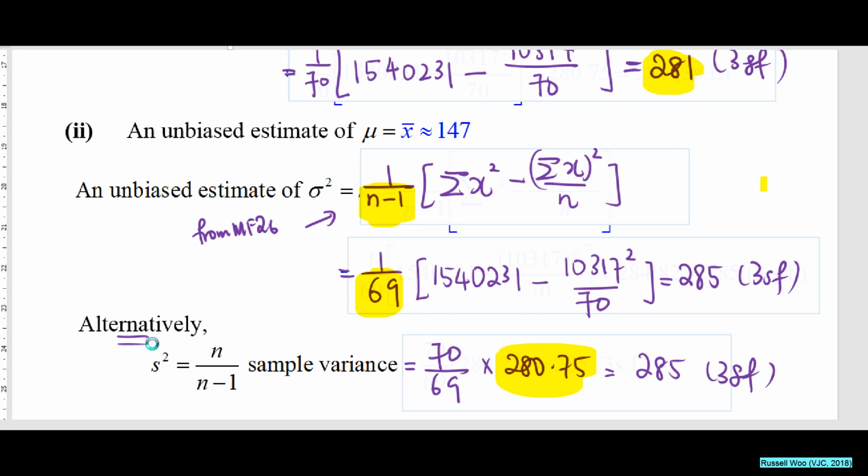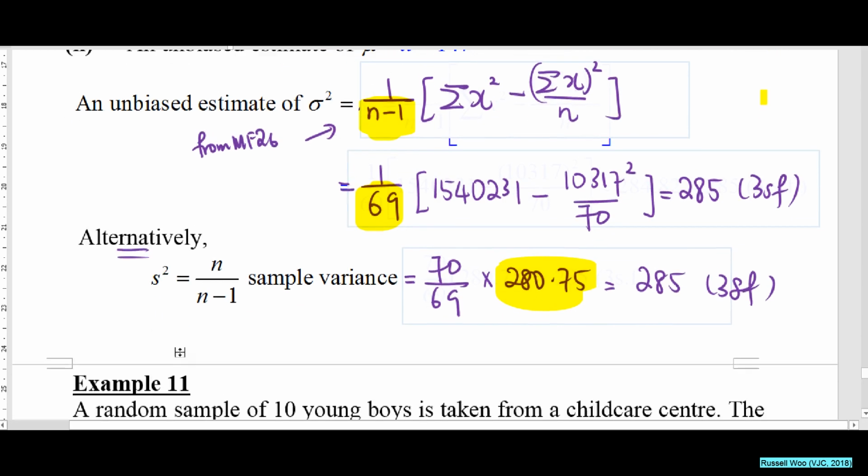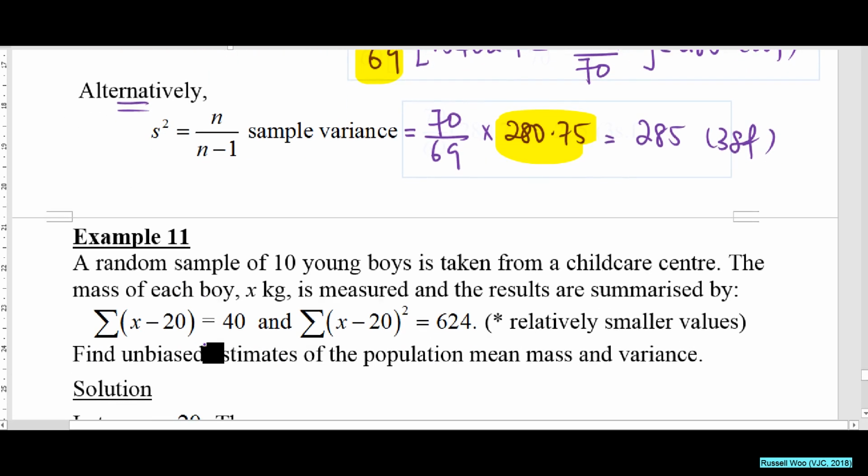Example 11. A random sample of 10 young boys are taken from a childcare center. The mass of each boy is measured, and the results are summarized. Now, I want to say this.